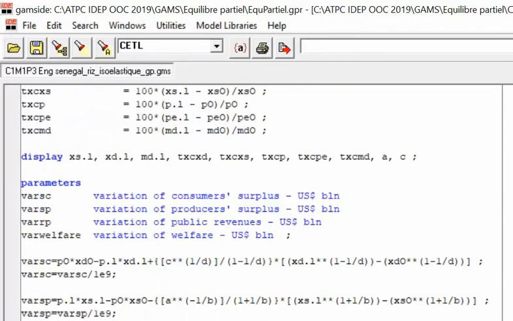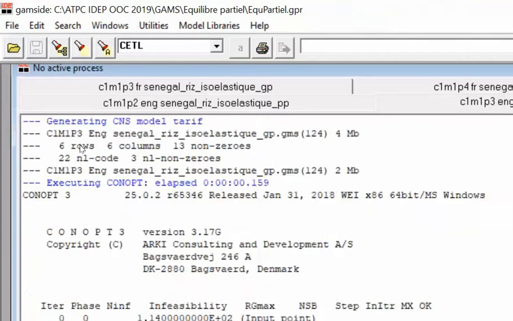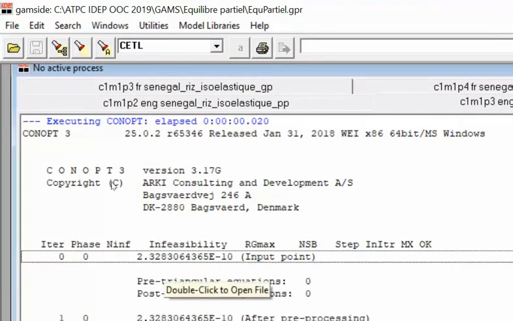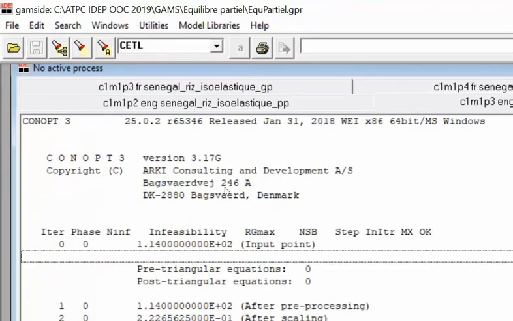So what we can do is to run the program. We are in the process window. The initial infeasibility is very close to 0, so it means that the program is correctly calibrated. Then at the second solve, you've got an initial infeasibility which is 114, which means that right now there is one equation which is no more respected because the tariff has changed.